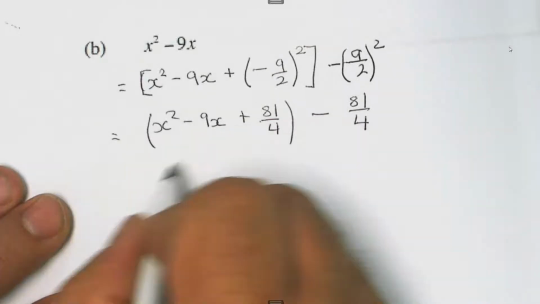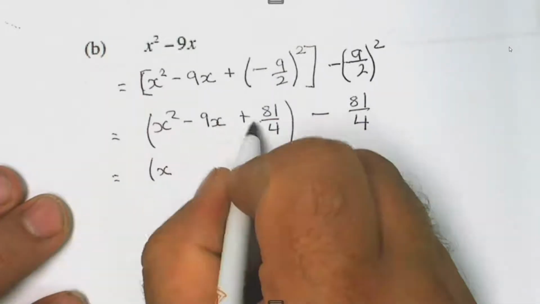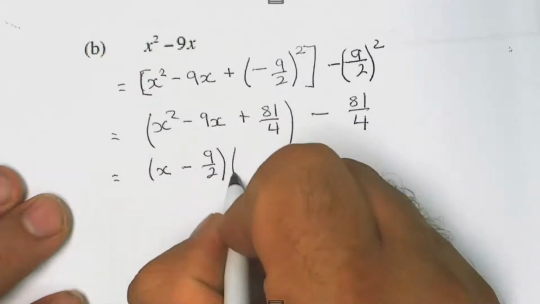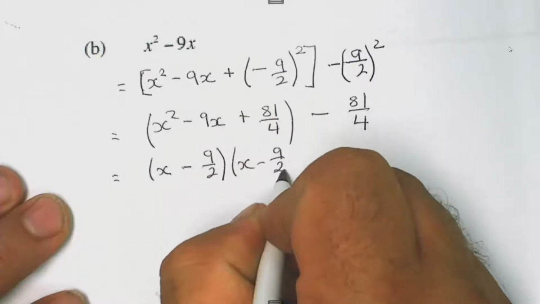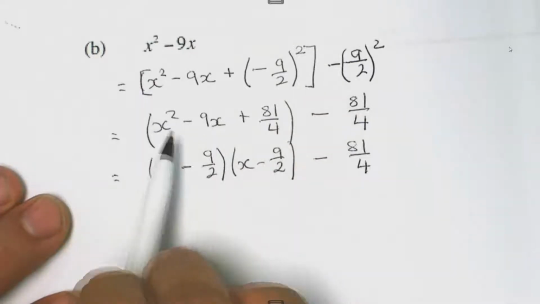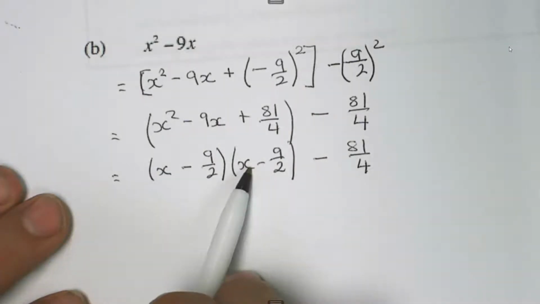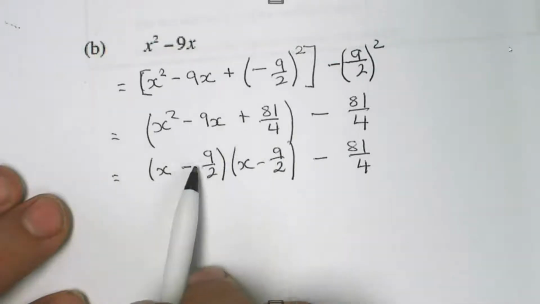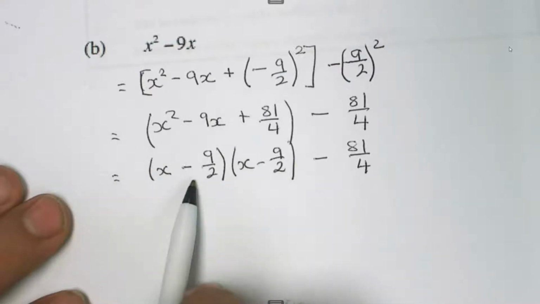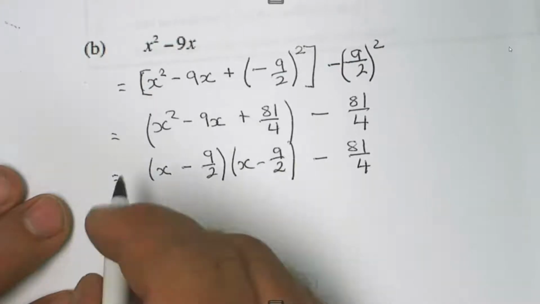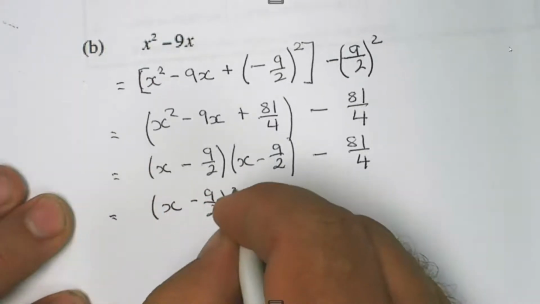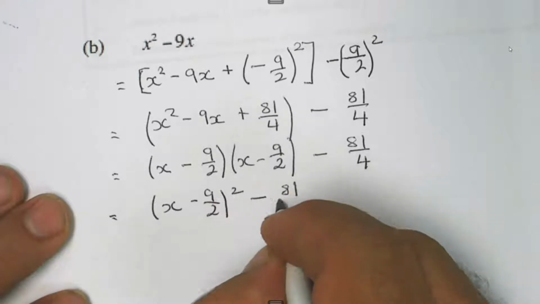Now the factors of that becomes x, same sign, both negative, negative 9 over 2 times x negative 9 over 2, minus 81/4. The factors of x² is x times x. The factors of 81/4 is 9/2 times 9/2. And this is same sign, both negative, negative, negative. So this becomes (x − 9/2)² minus 81/4.